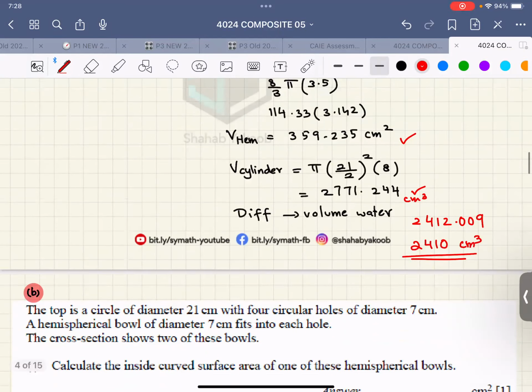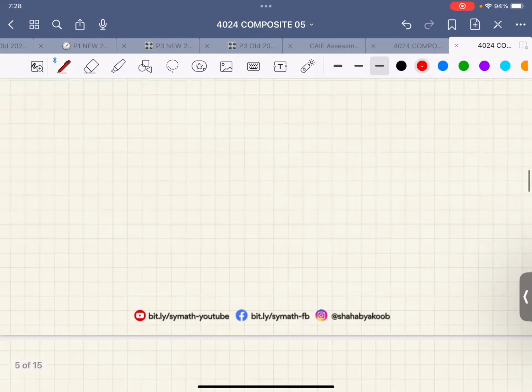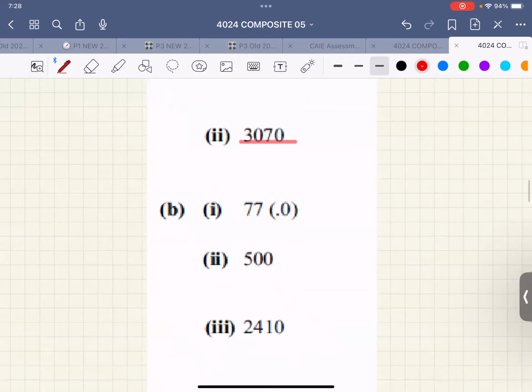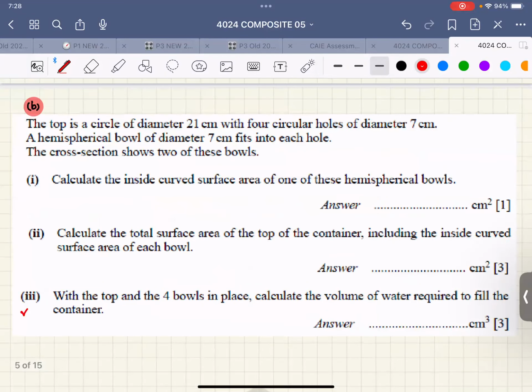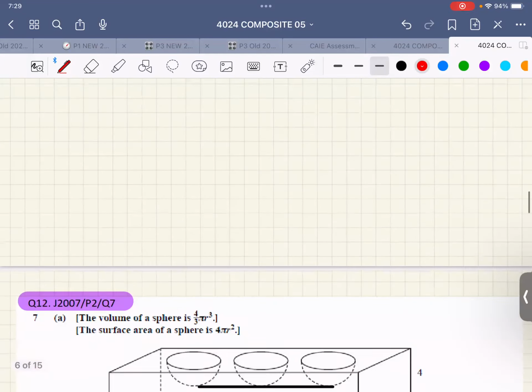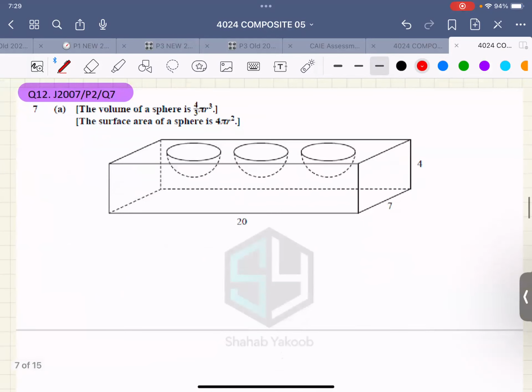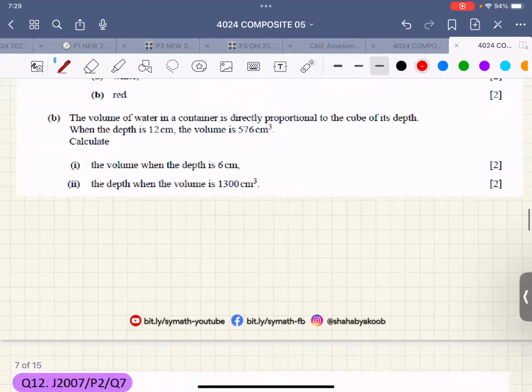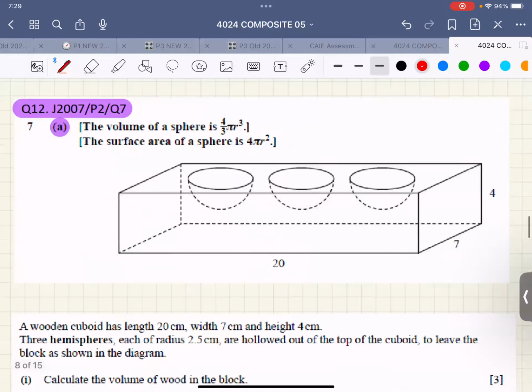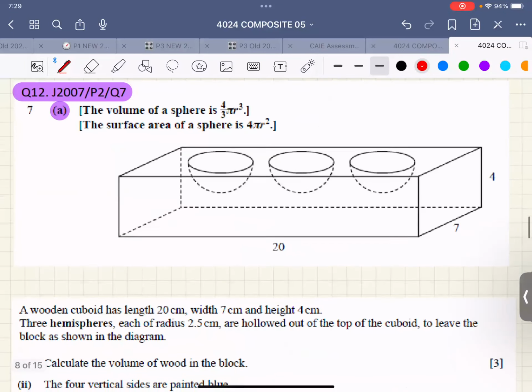That is the answer correct to 3 significant figures. So let me double check this answer. This is 2410, and the intermediate answers are still here. So that completes this question. Now, there is another question which is more or less along the same lines. So let's get started with this one.